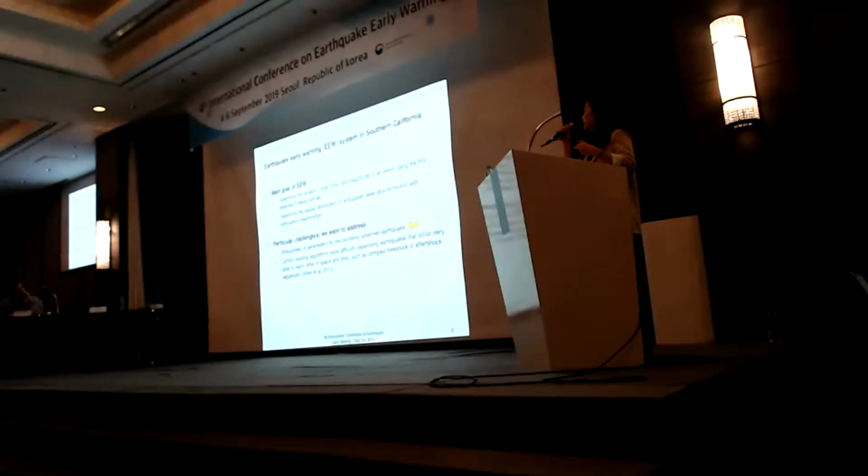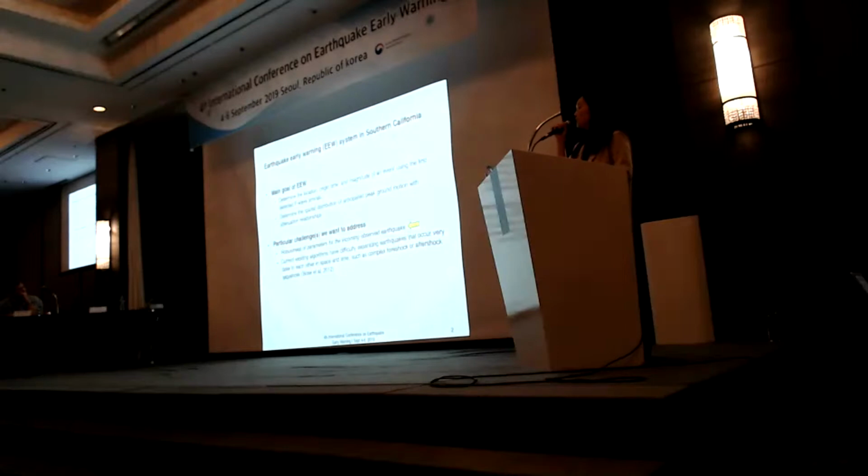Before I go into the details of the algorithm, I'd like to go over the inspiration and goals behind it. As most of you know, the main goal of earthquake early warning is to determine the location, origin time, and the magnitude of the earthquake using the first few seconds of the P wave. And then from there, we want to determine the spatial distribution of the anticipated peak ground motions using attenuation relationships.